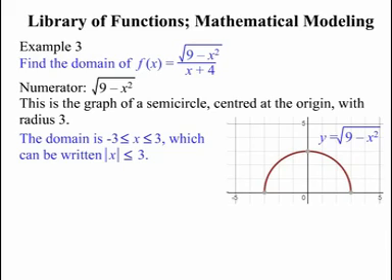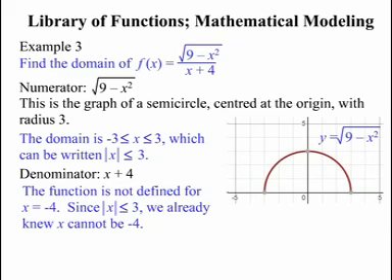Now let's look at the bottom. Well, we know denominators cannot be equal to 0. So in this case, the x value cannot be negative 4. Well, negative 4 has already been ruled out from our domain because it doesn't work for the top, so we don't even have to worry about it. Our domain then is just going to be all numbers x such that the absolute value of x is less than or equal to 3.